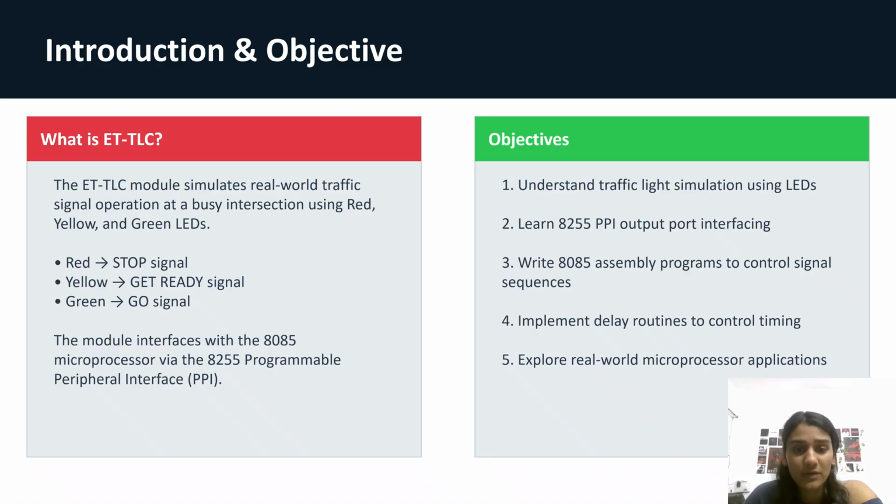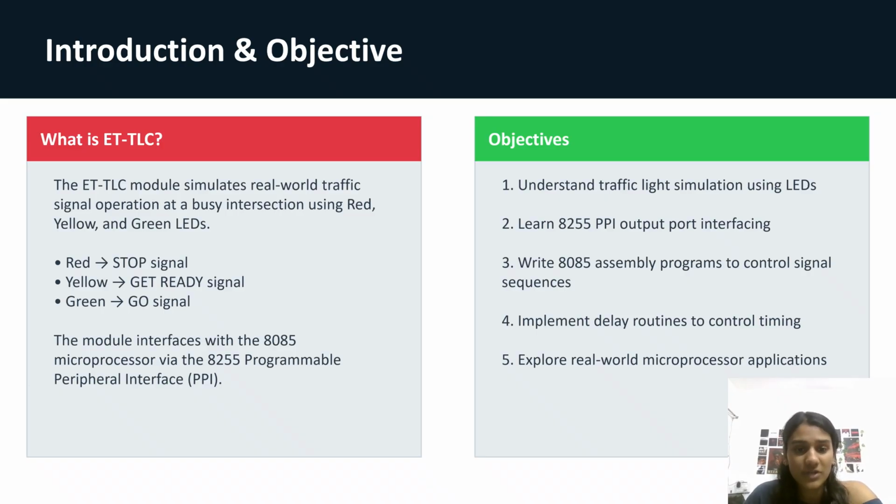Now, instead of manually controlling these LEDs, we interface this module with the 8085 microprocessor using the 8255 PPI. This allows us to control the LEDs programmatically by sending output signals from the microprocessor.